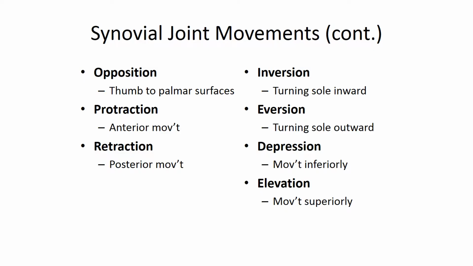Inversion is a twist motion of the foot that turns the sole inward, elevating the medial edge of the sole. Eversion is the opposite to inversion, and that's a twist motion of the foot that turns the sole outward. Depression is when a structure moves inferiorly, like opening the mouth. And elevation is when a structure moves superiorly, as when you close the mouth.